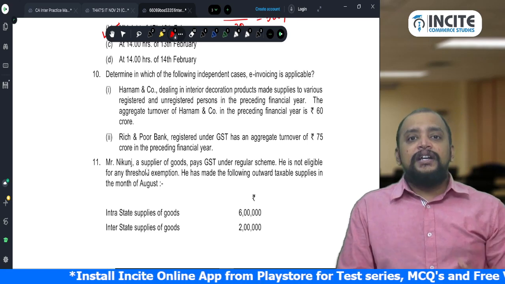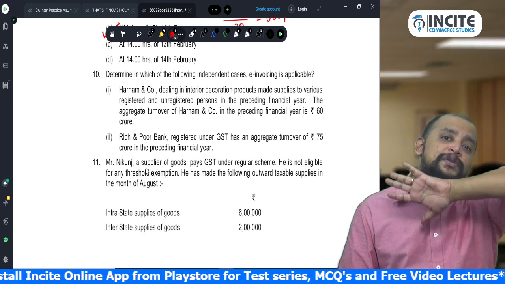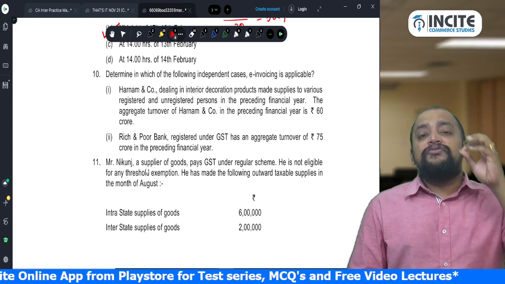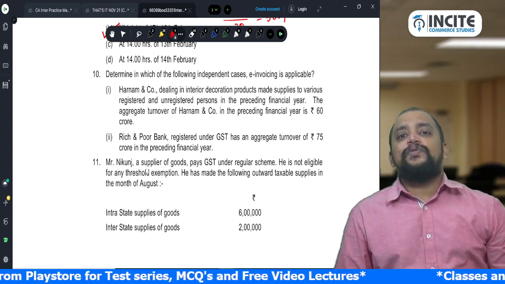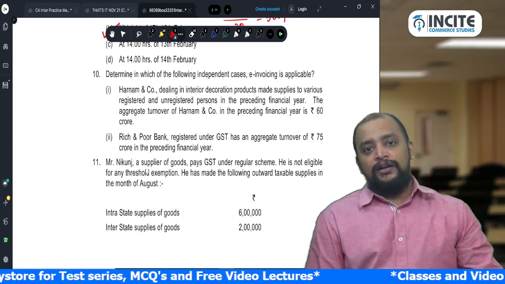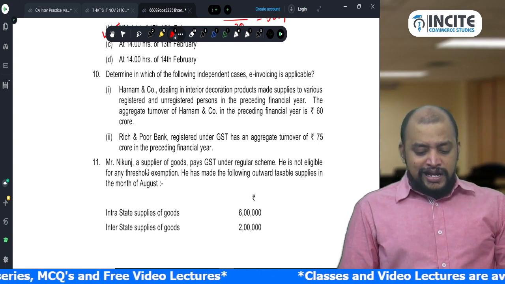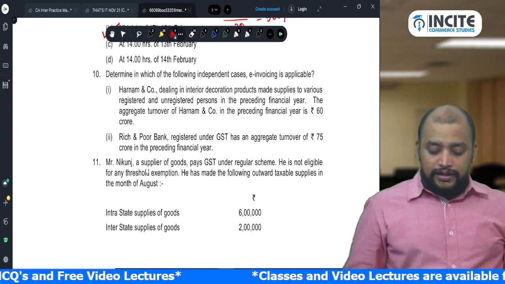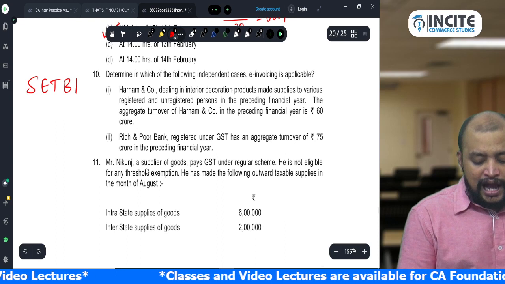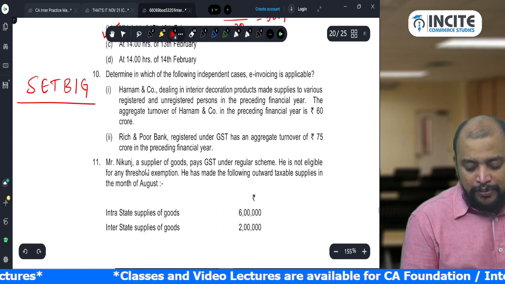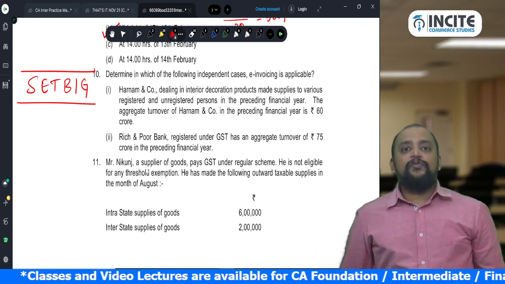Okay. However, even if the aggregate turnover exceeds 50 crores during any of the preceding financial years, in a few cases, e-invoicing is not applicable. What are those cases where e-invoicing is not applicable? Okay. You can remember it as SETBIG. For these people, e-invoicing is not applicable.